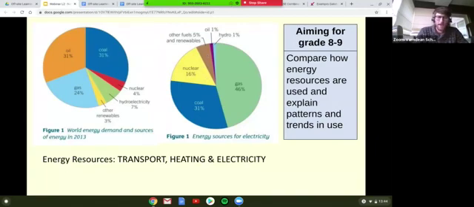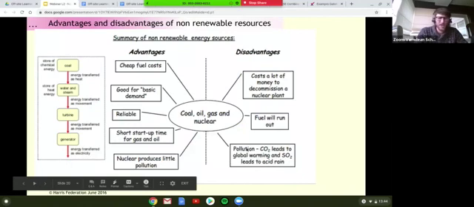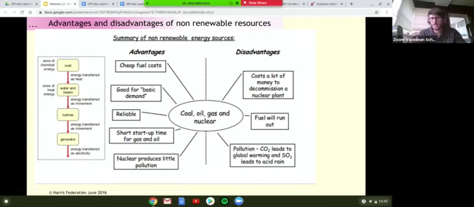In the last couple of slides, I've got a list of some of the advantages of non-renewable energy resources and some of the disadvantages. So we've got a few things in here which you might be able to come up with. Really importantly, where it says one of the disadvantages, pollution, if you just state in a question, a disadvantage of using coal is that it causes pollution, you would not get a mark. You have to state what the pollution is.